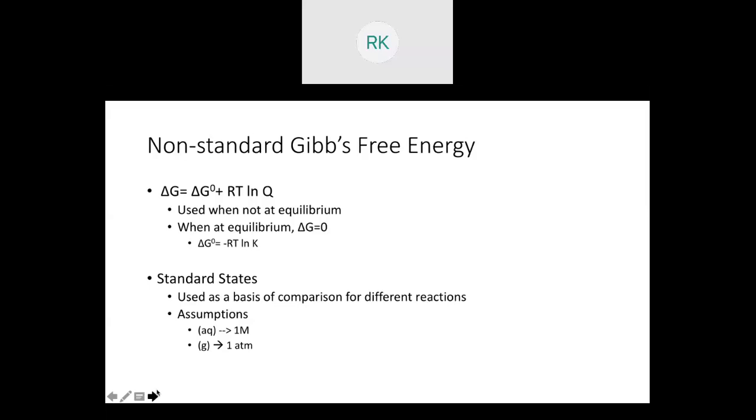You can look at the delta G value or delta G naught values as a unit of comparison, right? So you can compare different steps of glycolysis. By making certain assumptions, it makes it easier to see these comparisons. If you looked at them as just delta G, it would be a lot more complicated. So basically it's just used as a basis of comparison. And we have some assumptions. If something's in the aqueous state, we assume it's at 1 molar. If it's a gas, we assume it's at 1 atm as a pressure.